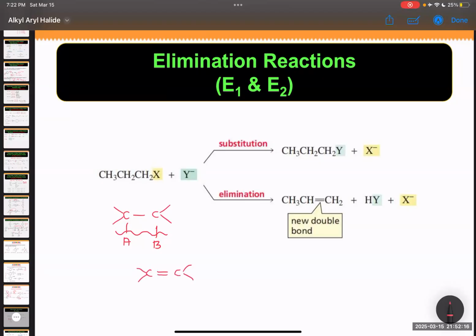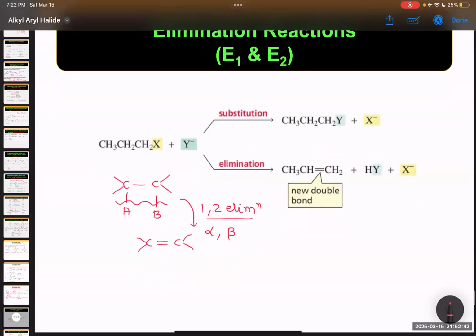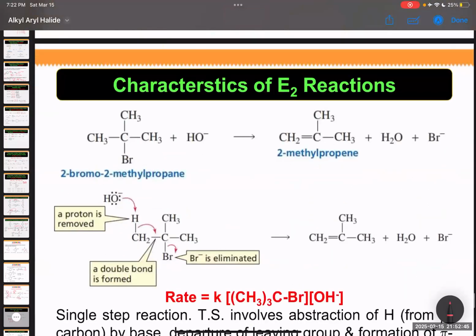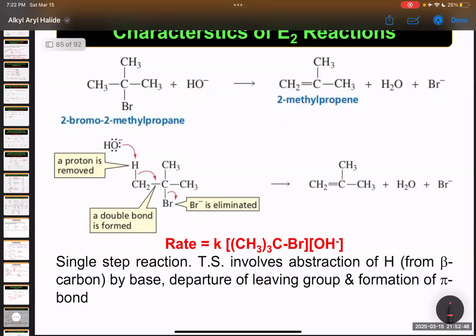And if these two groups which are removed are from adjacent positions, this elimination is known as 1-2 elimination, or alpha beta elimination, and it leads to the formation of an alkene. Elimination of alkyl halides requires a strong base, alcoholic KOH, and elimination requires heat, high temperature.